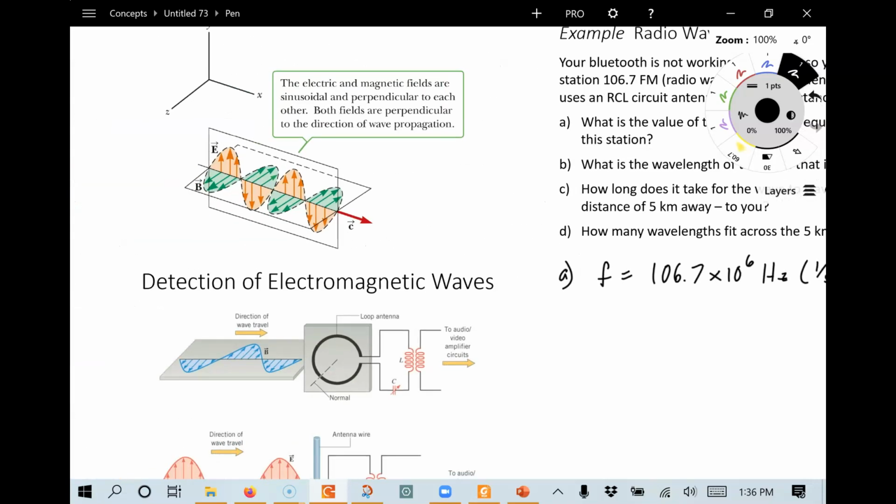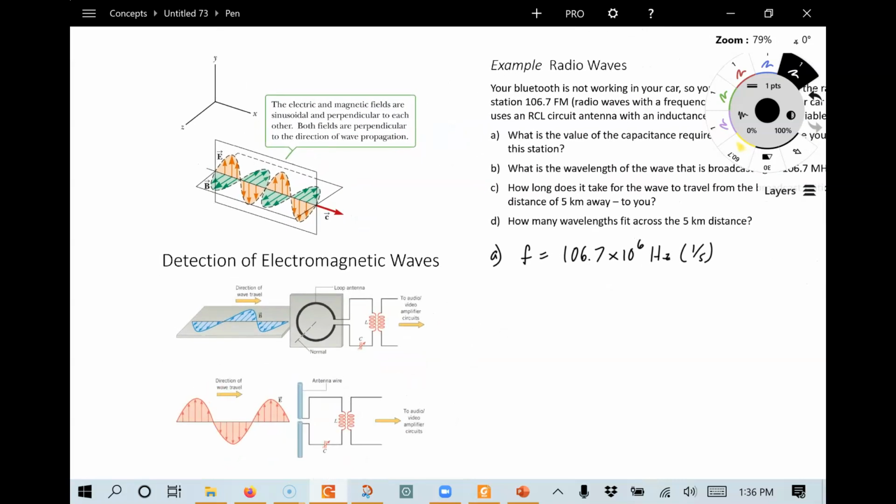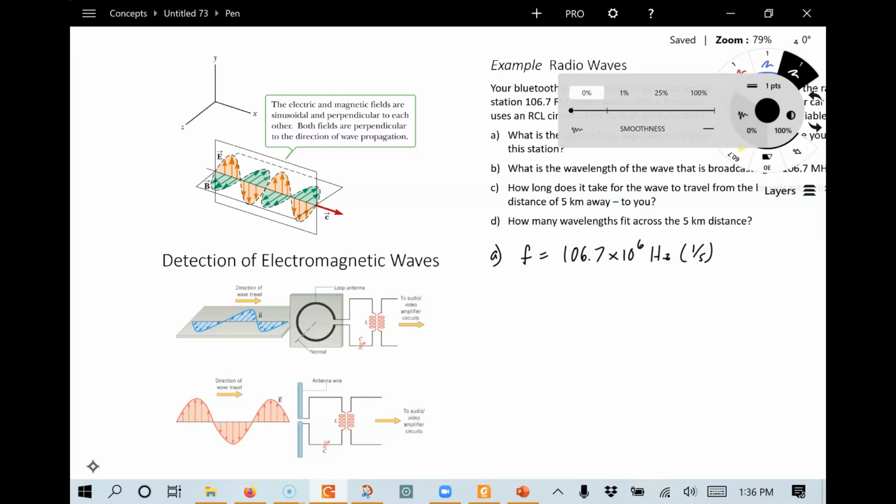Let's look for a second at a little bit about electromagnetic waves. Electromagnetic waves are an oscillating electric and magnetic field. You can kind of see it in this picture here. And we learned that when you have a changing magnetic field, you generate an EMF. Well, that EMF is associated with an electric field. So changing magnetic fields create electric fields, and vice versa. Maxwell showed that changing electric fields create magnetic fields.